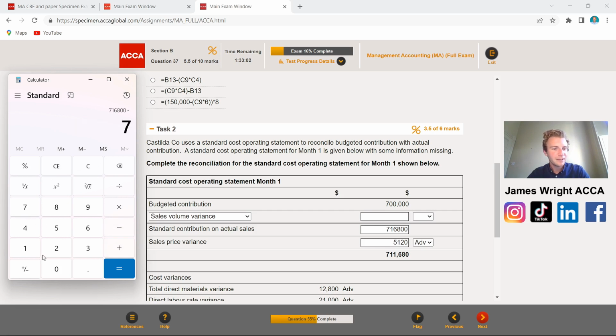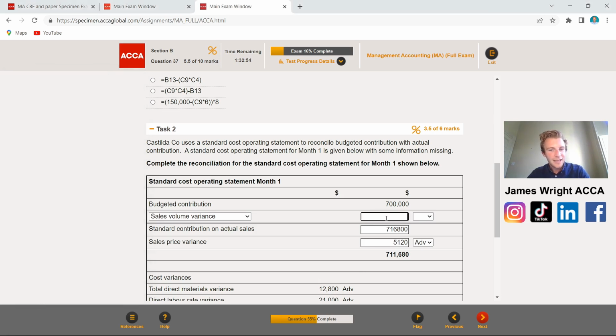716,800 minus the 700,000 for the budgeted contribution. So the sales volume variance on there is, as you could see, 16,800 as a result. So what were we expecting was 700. We actually got more than we were expecting, the 16,800. So the final thing to do is put that it is favourable on there.